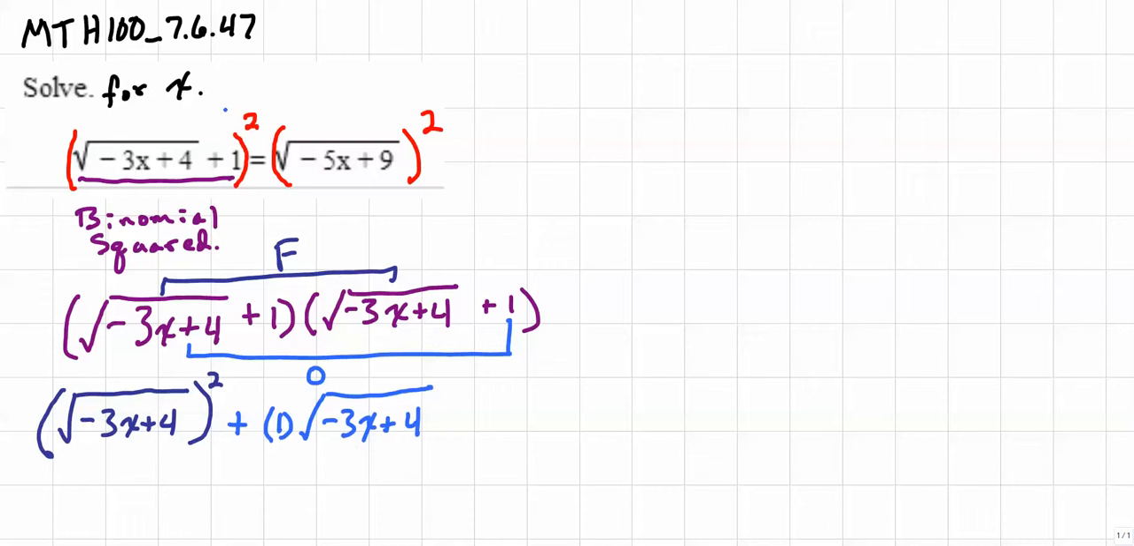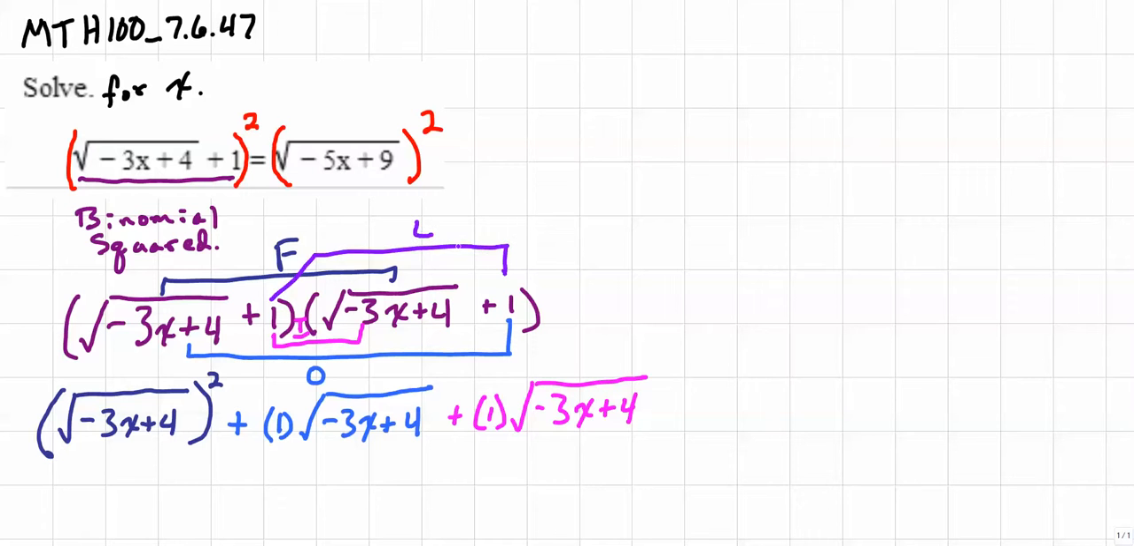Then we will multiply the inside terms, which will also be 1 times the square root of negative 3x plus 4. And then lastly, we will multiply the last terms, which is simply going to be plus 1 times 1, or 1 squared. So let's write that as 1 squared, so we can keep the same convention that we started with at the beginning.